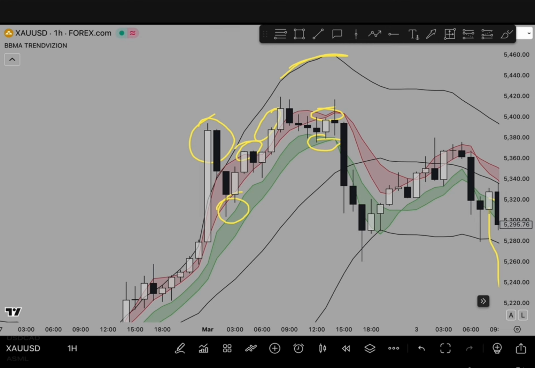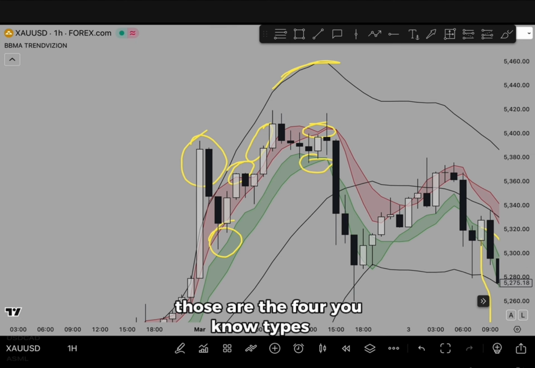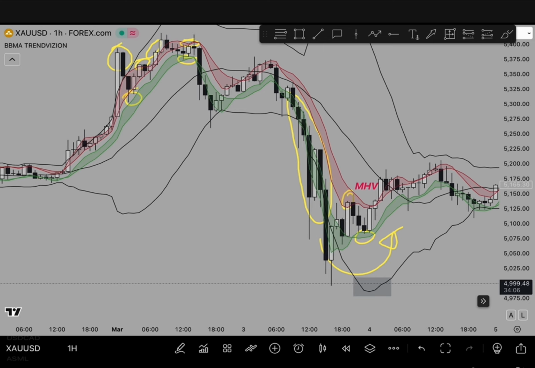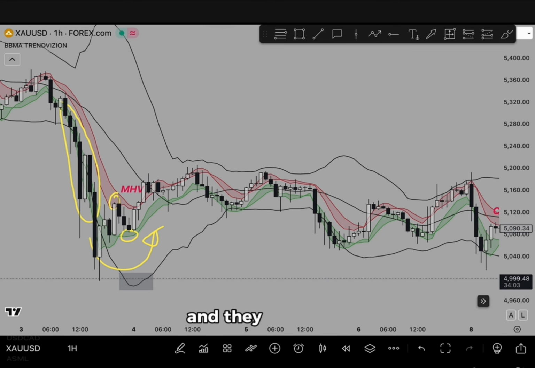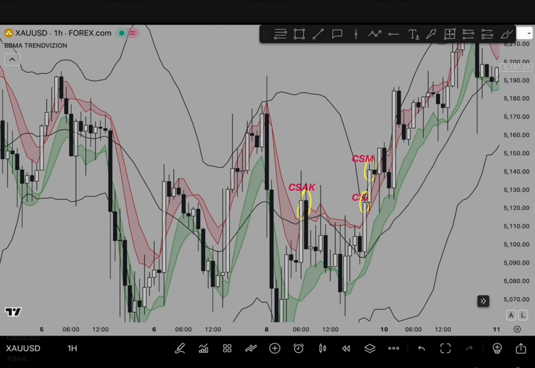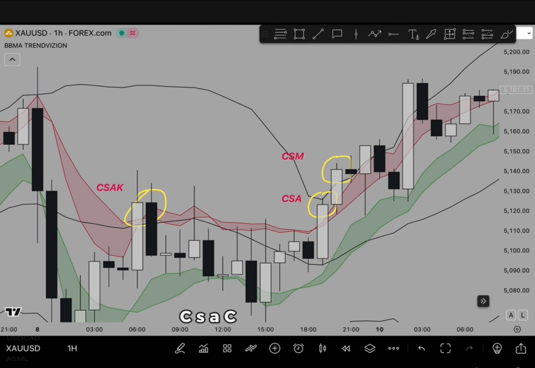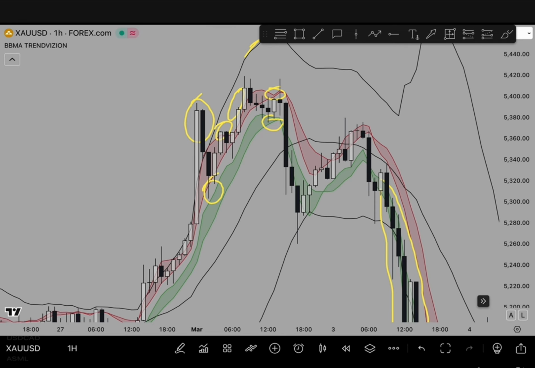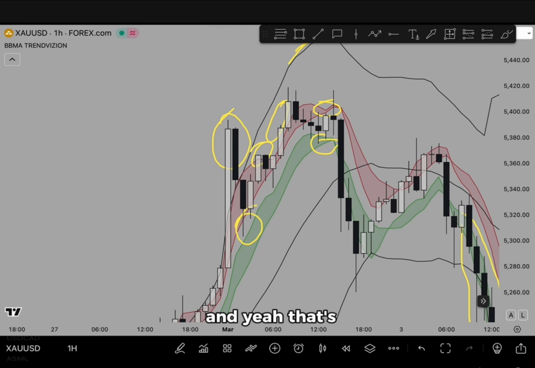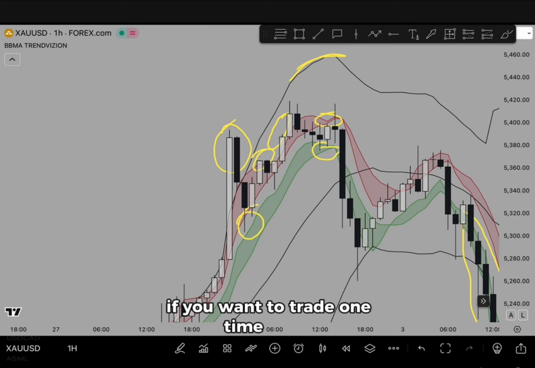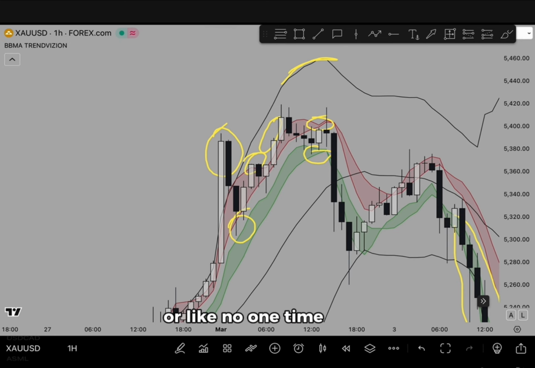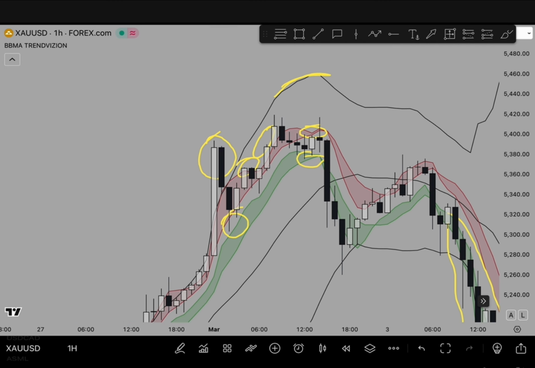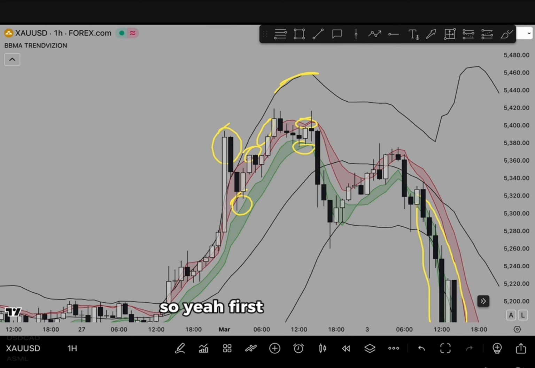So those are the four types of signals in BBMA: CSAK, CSA, CSM, and MHV. And that's basically it if you want to trade one time frame. This is basically BBMA in a nutshell. So yeah, first part done. Let's go.